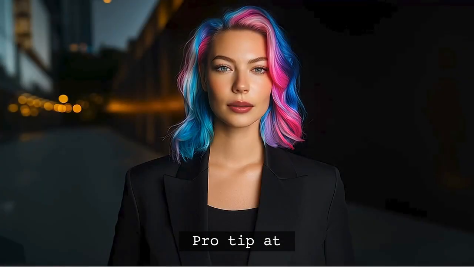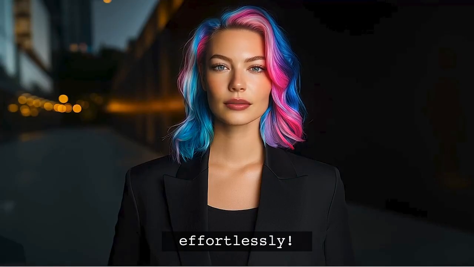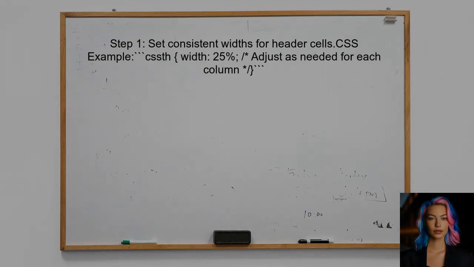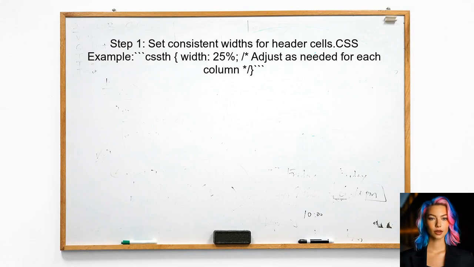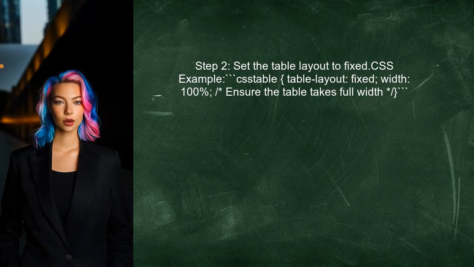And stick around. At the end of this video, I'll share a pro tip that will help you maintain your table's styling effortlessly. To ensure the sticky header maintains its width and aligns properly with the table columns, the user should start by applying a consistent width to the table header cells. This can be done by setting the width in the CSS for the header cells. Next, the user should ensure that the table layout is fixed. This can be achieved by adding a specific CSS property to the table element. The fixed layout will help maintain the column widths even when the header is sticky.